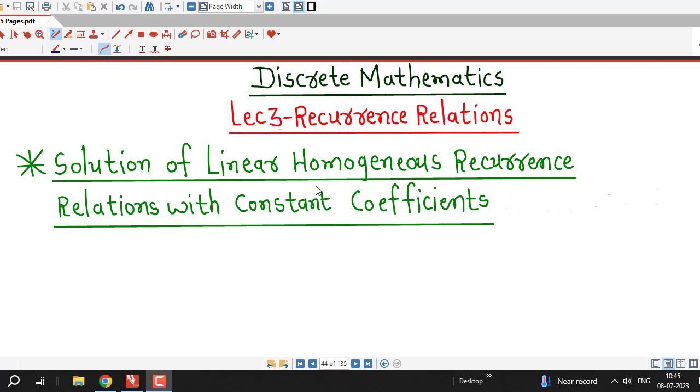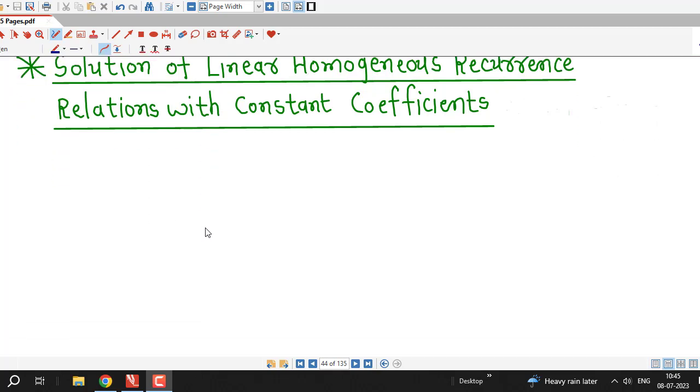Hello friends, I welcome you in lecture number 3 on recurrence relations. In this lecture, we are going to discuss the method of solving linear homogeneous recurrence relations with constant coefficients. First, we will understand the method and then we will see two examples to understand the method.